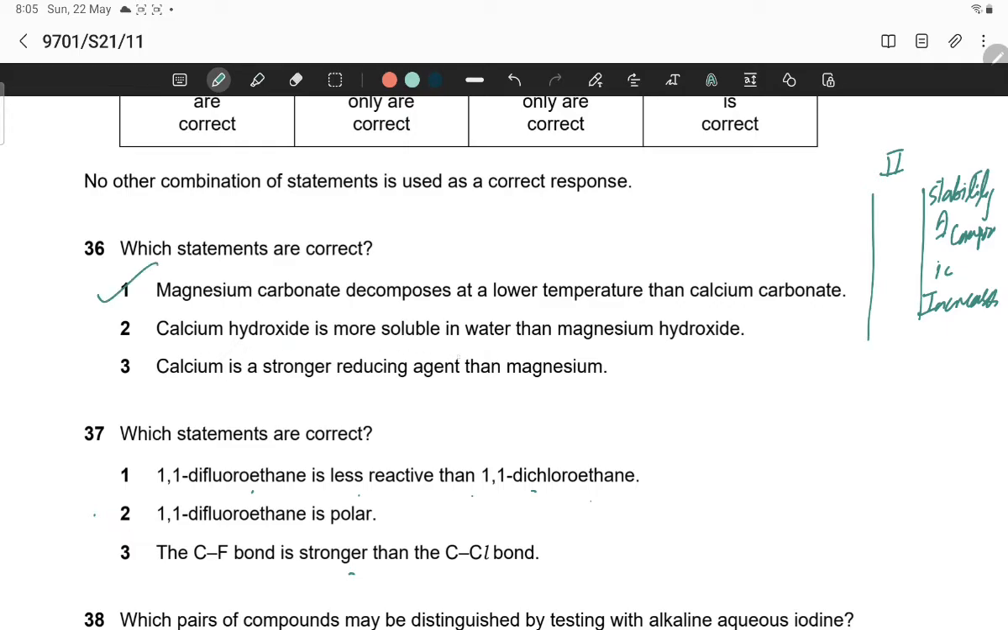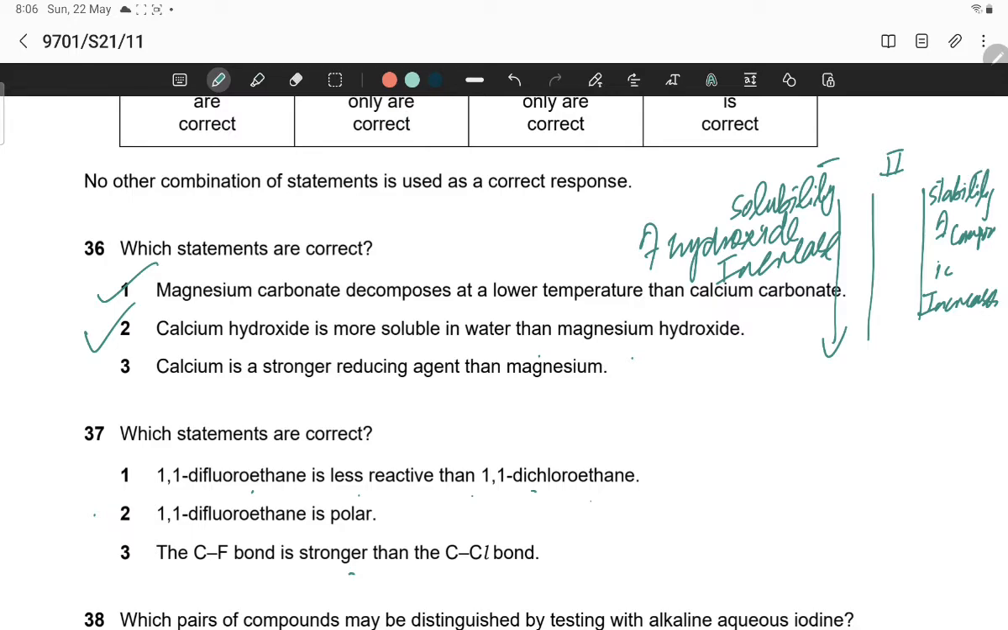Calcium hydroxide is more soluble in water than magnesium hydroxide. Solubility of hydroxides increases downward. So this is also correct. Calcium hydroxide is more soluble in water than magnesium hydroxide.